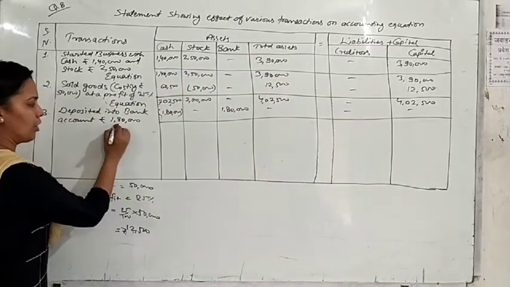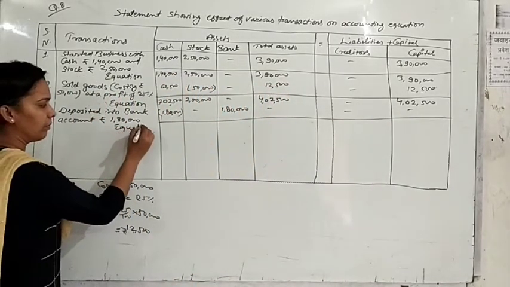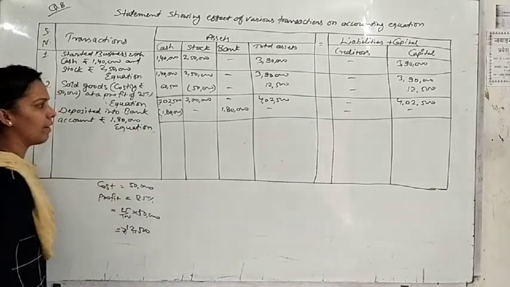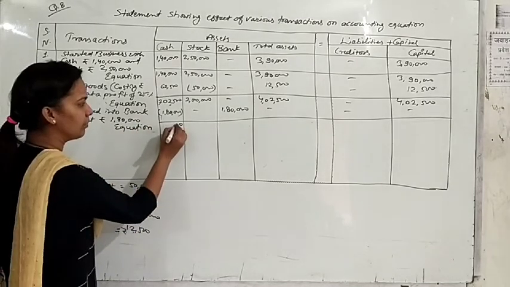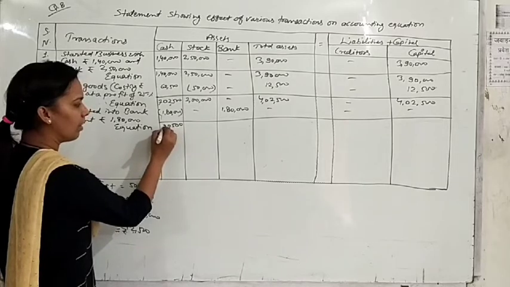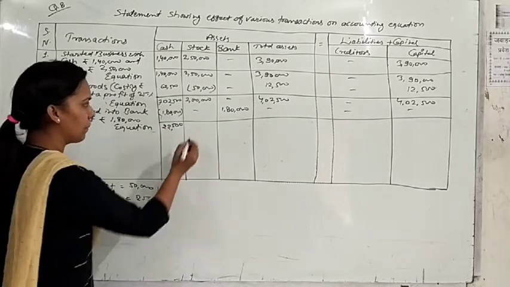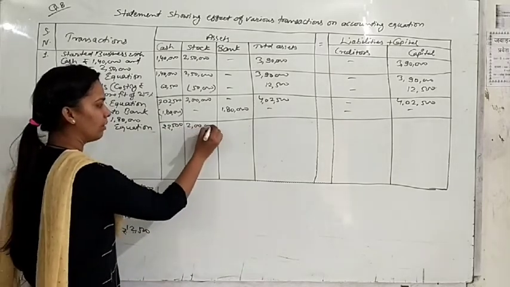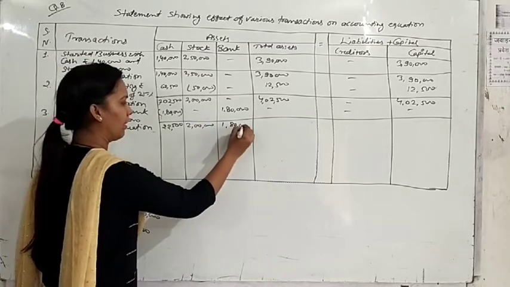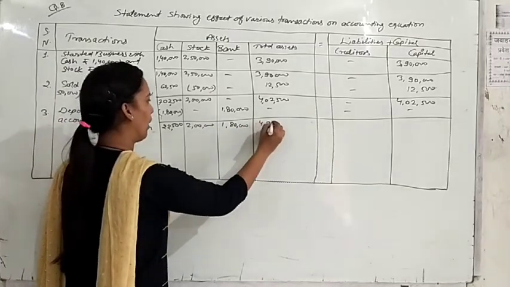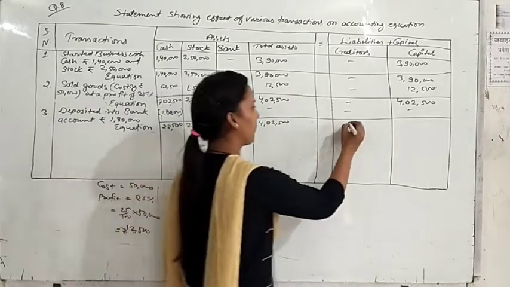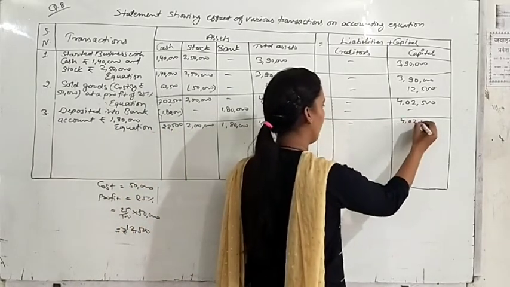So no effect on total assets, creditors and capital. Again just form the equation first. 2,02,500 minus 1,80,000 will be 22,500. 2 lakh, 1,80,000, 4,02,500 and 4,02,500.